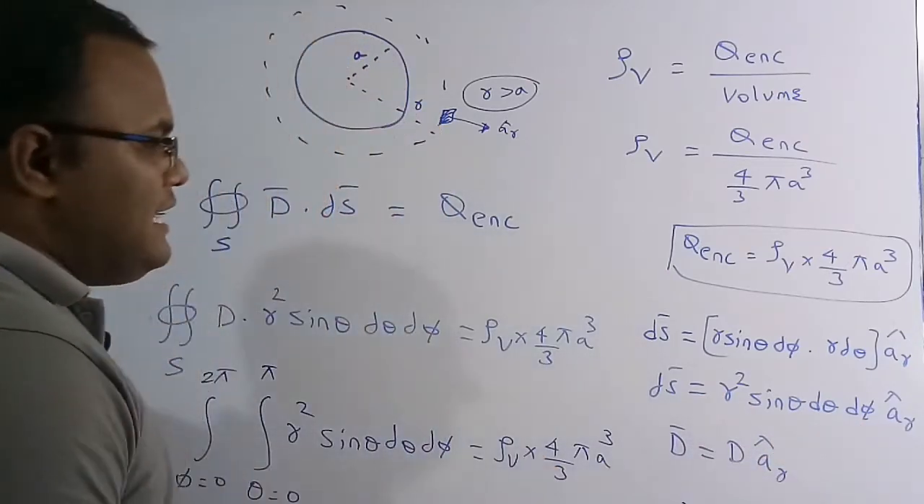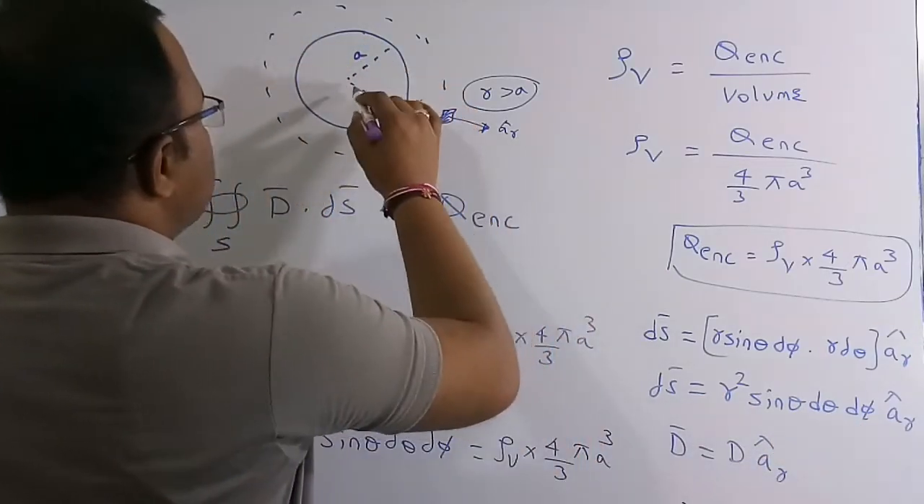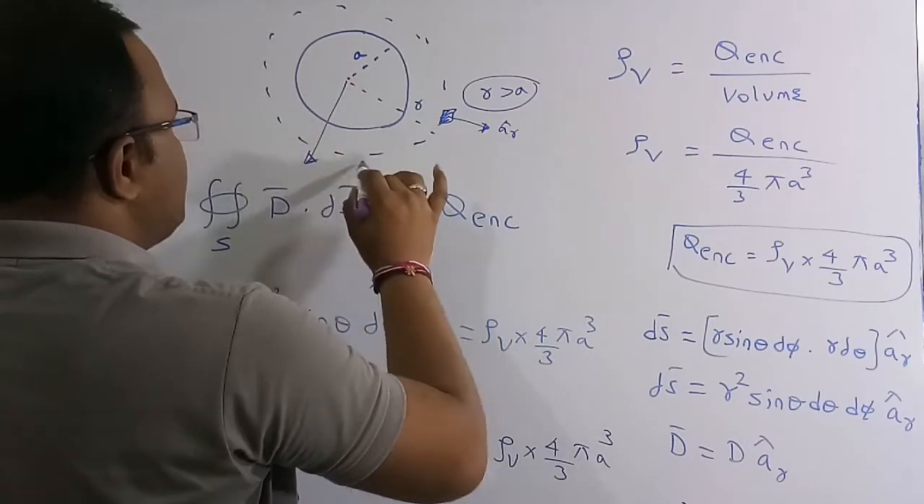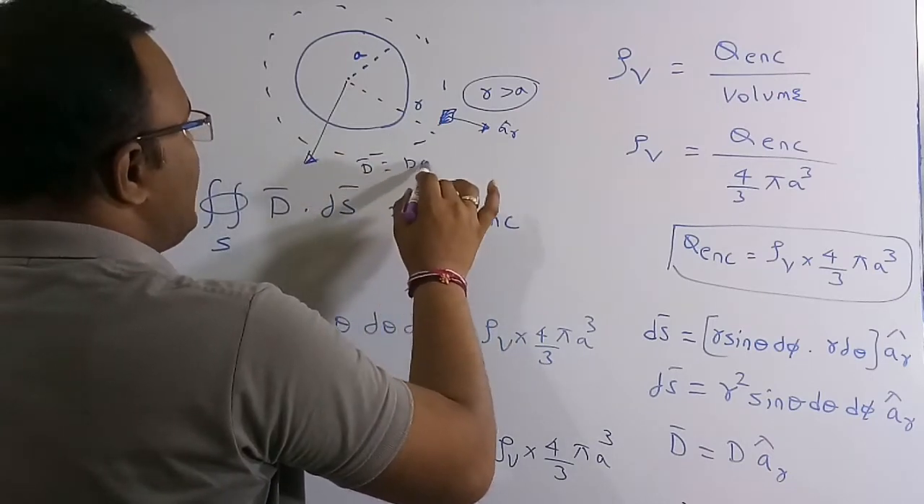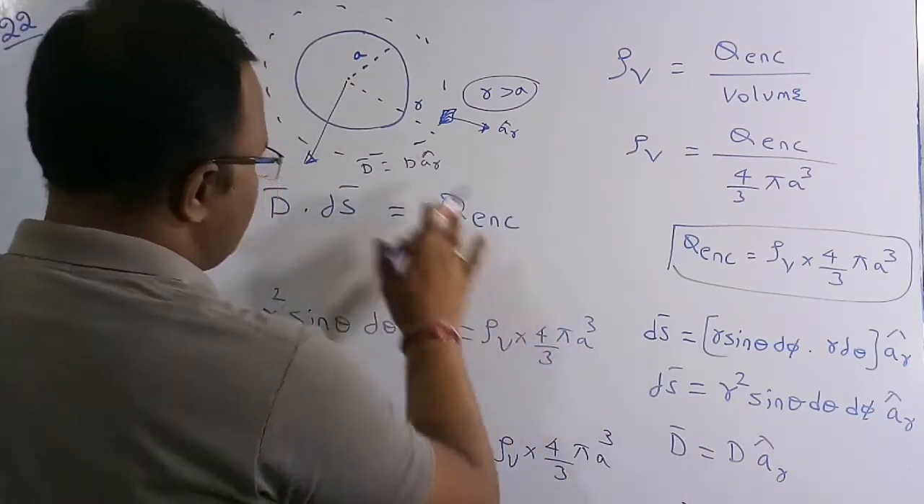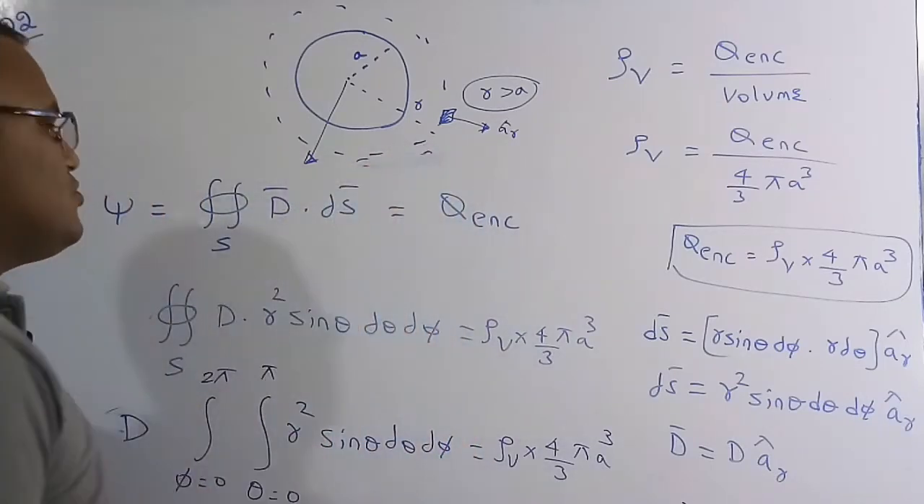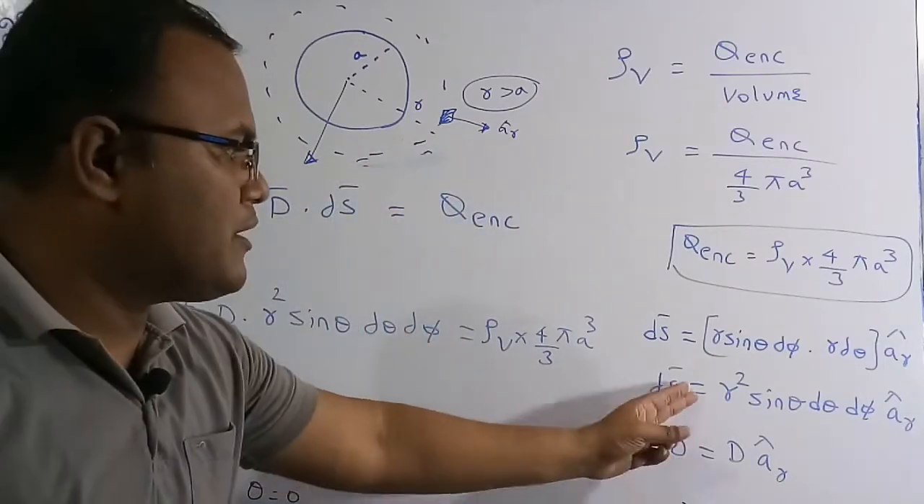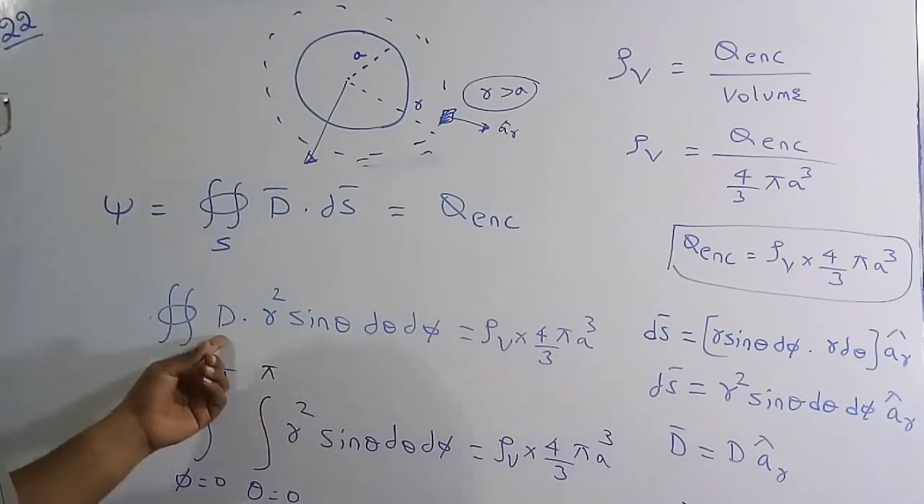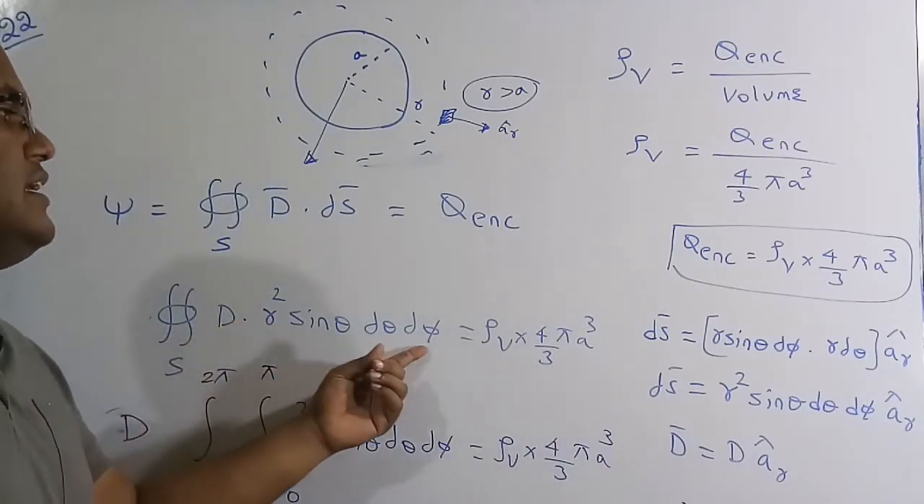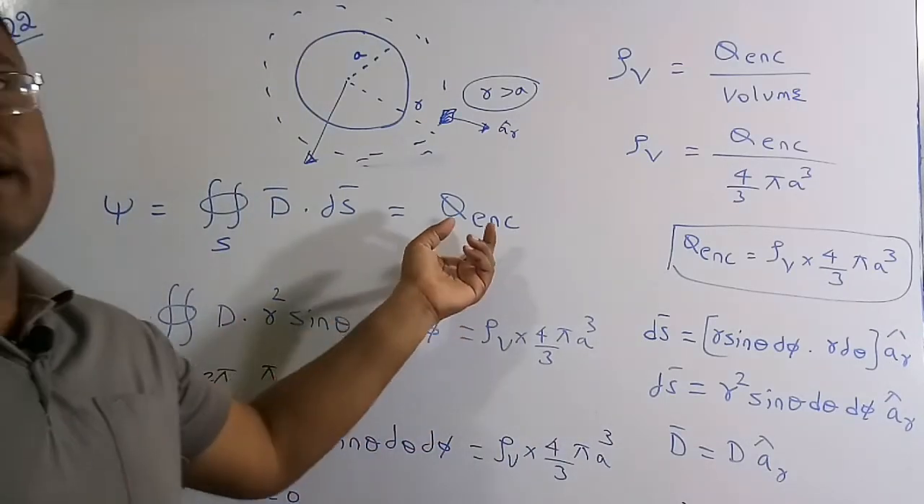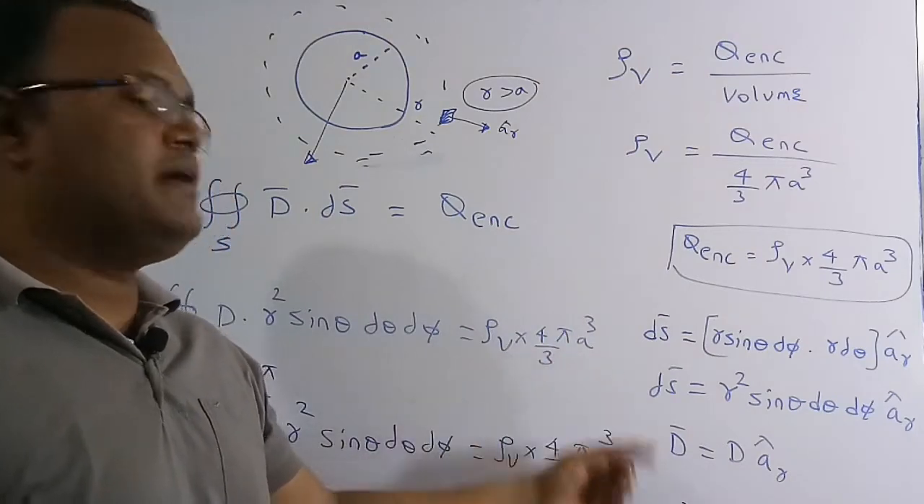And also here let me assume D bar is always radiating outside. So therefore D bar is equal to D into a r cap. So this is what I have written here. So now I can substitute all these things here, and if I do the dot product of these two things, I am going to get D into r square sin theta d theta d phi is equal to charge enclosed. I can write rho v into 4 by 3 pi a cube.